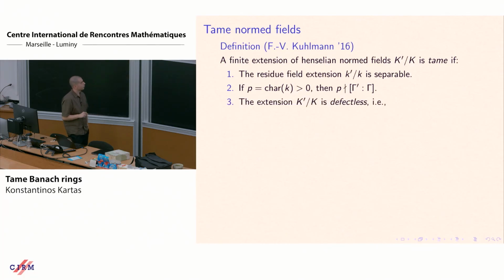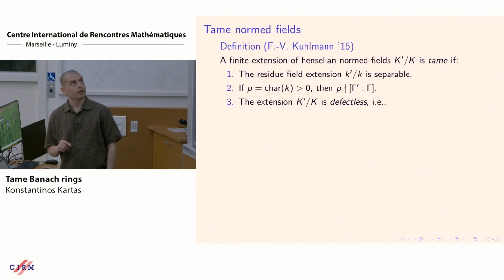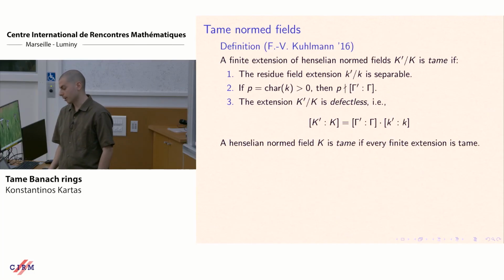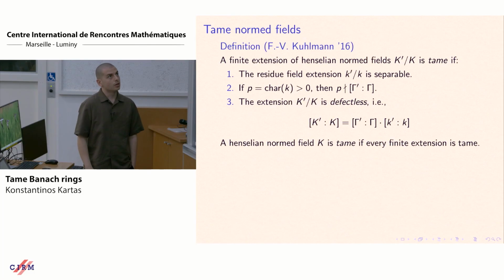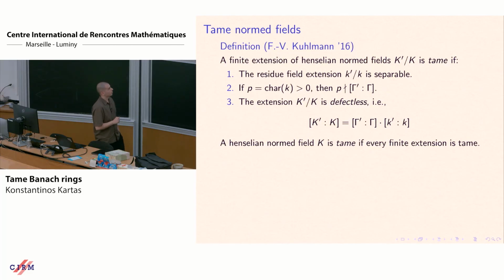And the crucial condition here is that the extension is defectless. So in other words, the degree of the field extension is equal to the product of the ramification degree and the inertia degree. So usually what you have is some kind of multiplicative error in this equality, which is a power of the residue characteristic. And not having such an error is essentially what defectless is about.